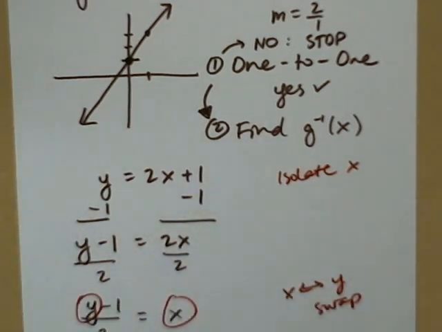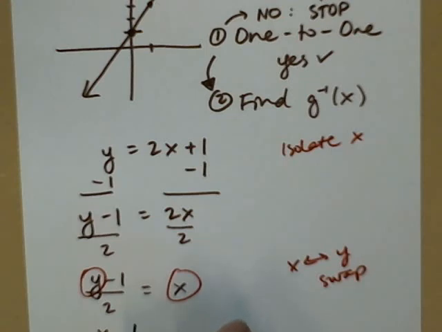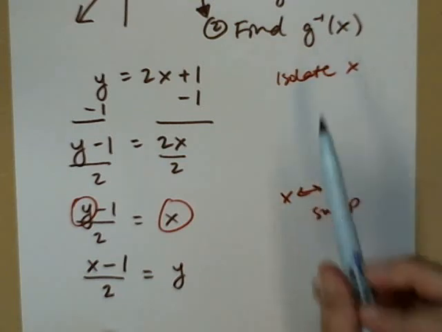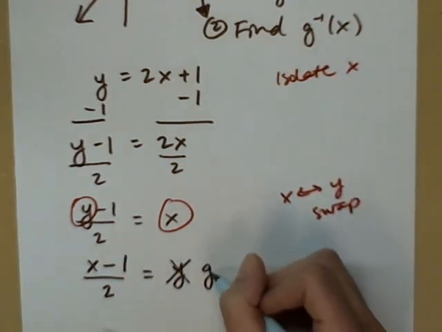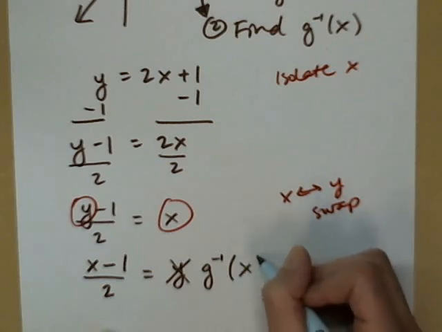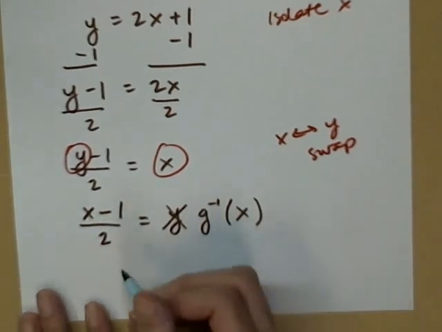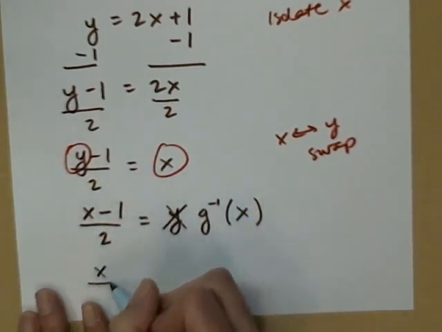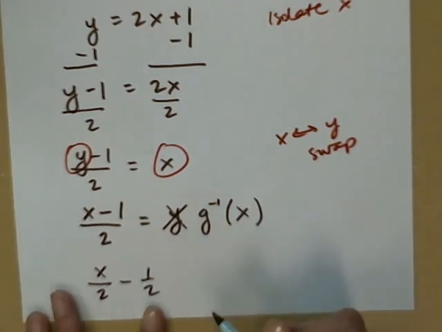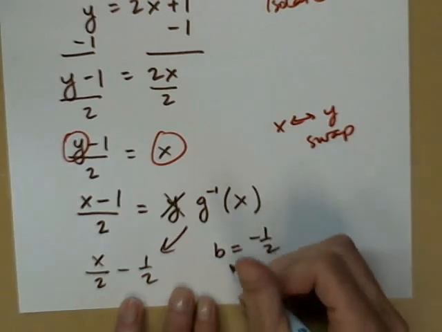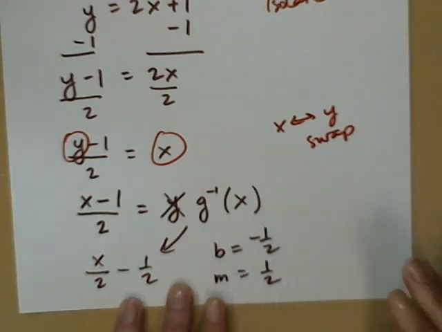So I swap these two, and I end up with x minus 1 divided by 2 equals y. But we can call it more than just a general y. What I found was the inverse for my function g. So instead, let's call this what it really is, something meaningful, and that's g inverse of x. Now I want to graph this one as well. If I split that 2 up, it's x over 2 minus 1/2, which means I have a y-intercept of negative 1/2 and a slope of 1/2.